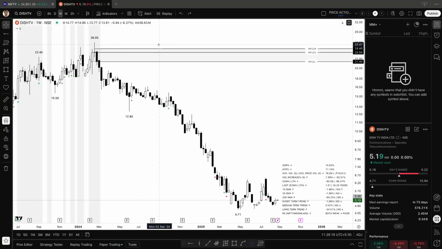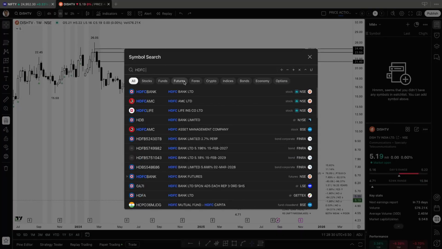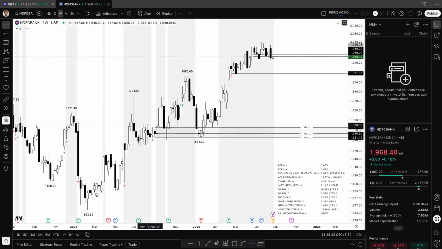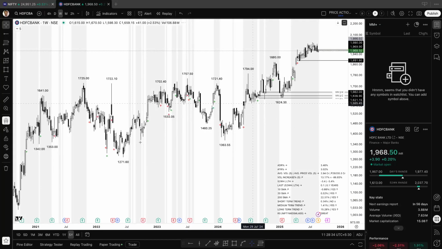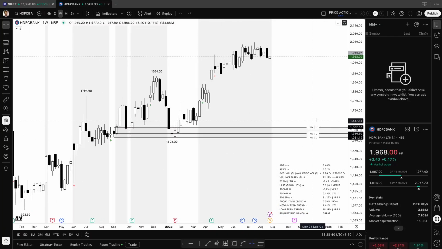Now we will look into other VIV zones where price took support and performed really well. Like if we go to HDFC Bank and check the weekly chart, this is an auto drawn VIV level.